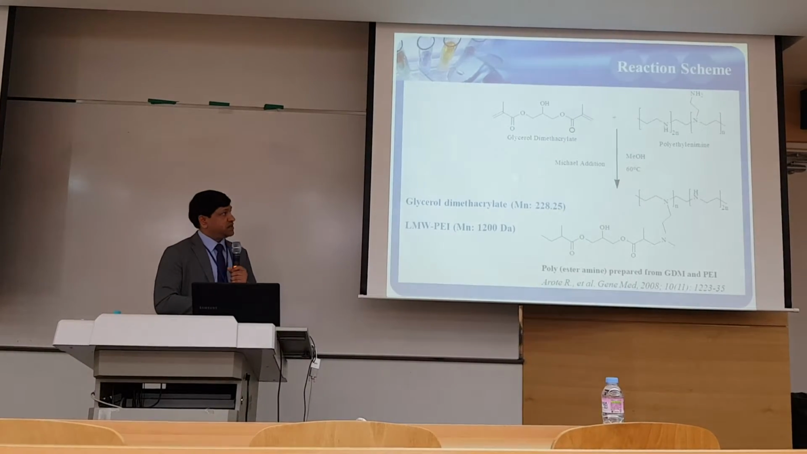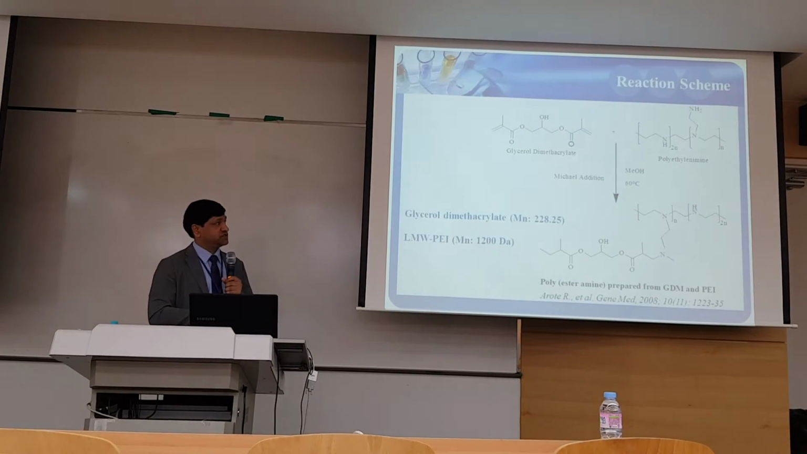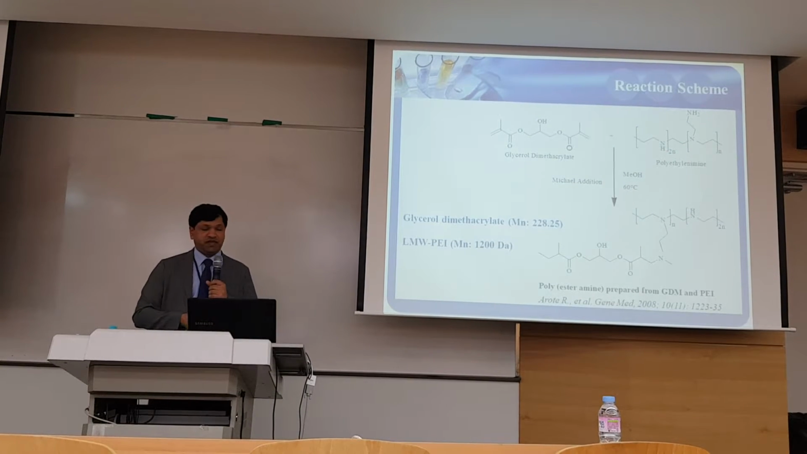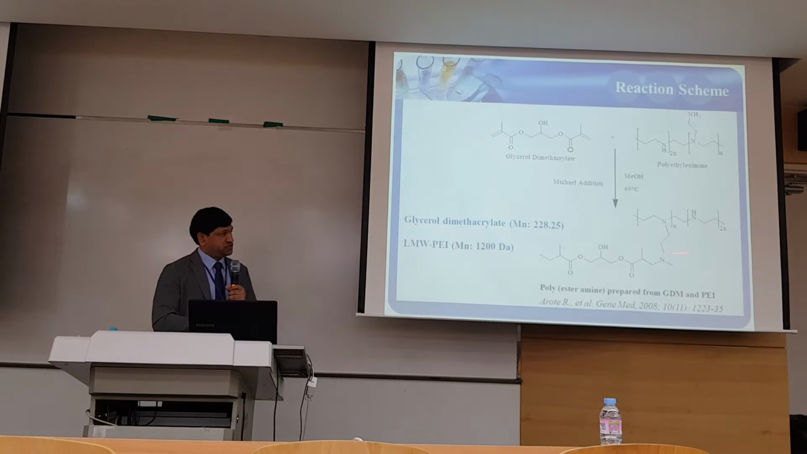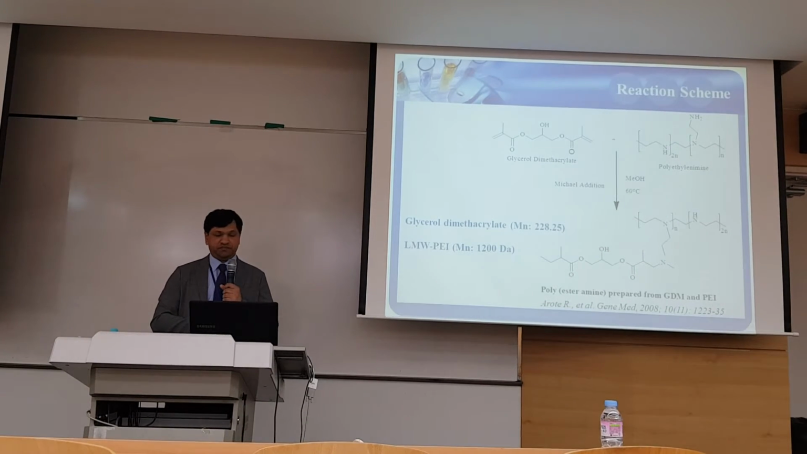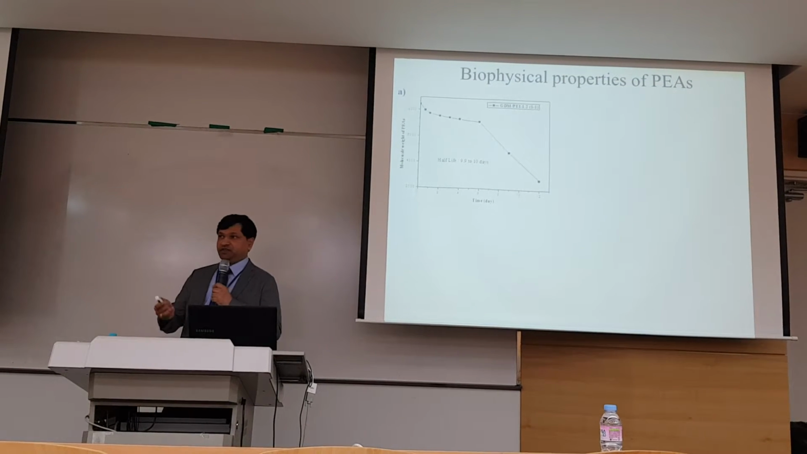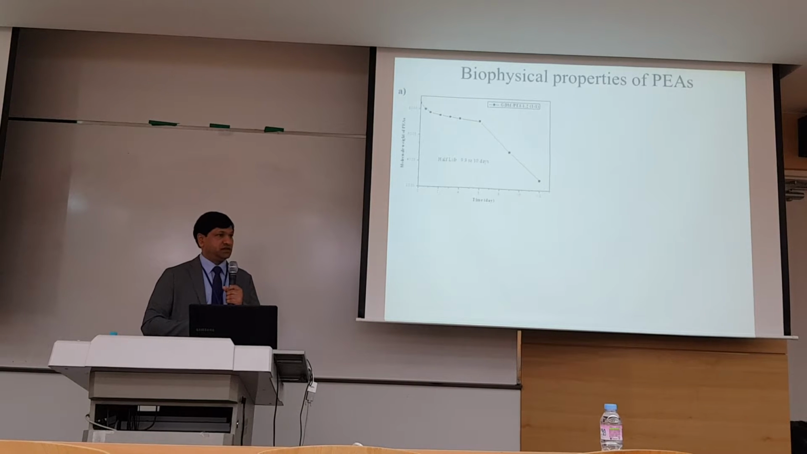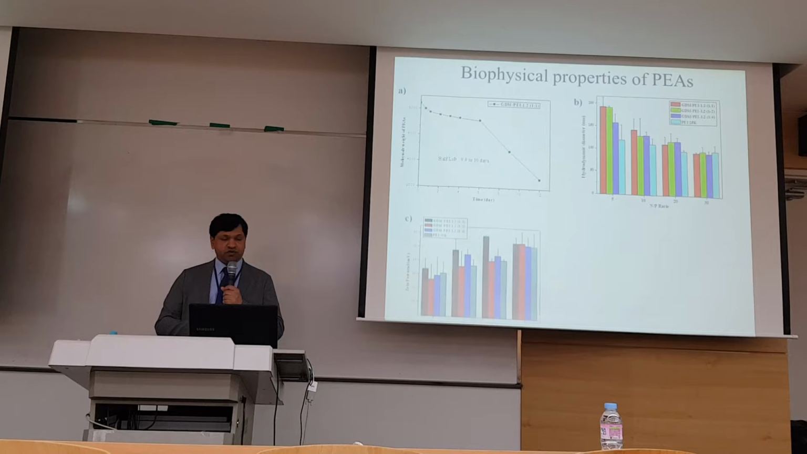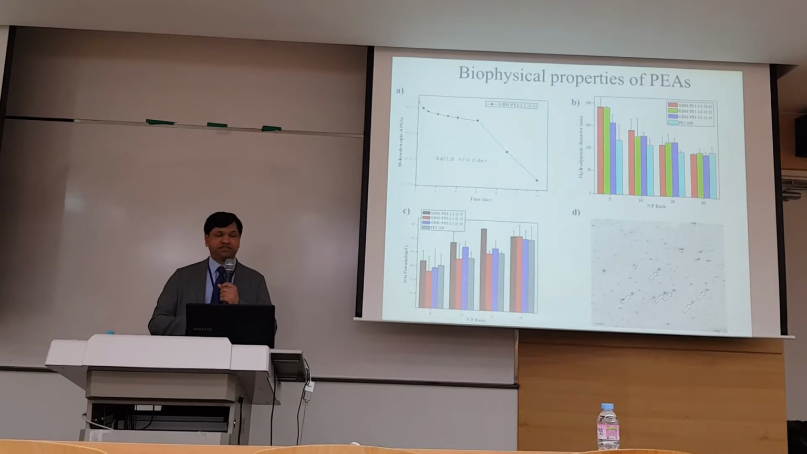So this glycerol dimethacrylate was successfully synthesized. The polymer was successfully synthesized using the glycerol dimethacrylate and the polyethylenimine, which is a branched one, by Michael addition reaction. And this is a representative structure of the glycerol PEI polymer, which we call PA, polyesteramine. This polyesteramine was again characterized by NMR and different methods. The particle size and the zeta potential were successfully characterized, also the morphology by the TEM, and it shows excellent properties.